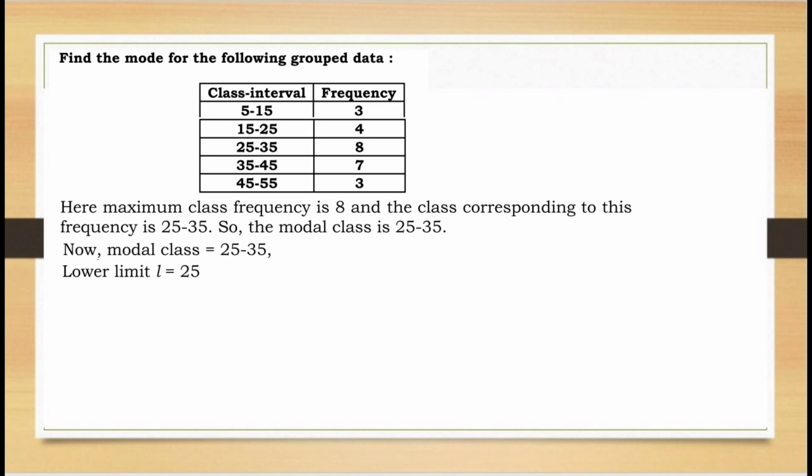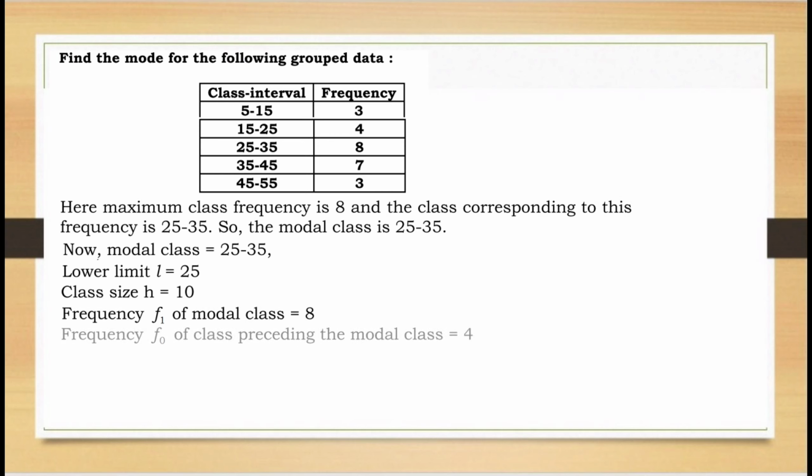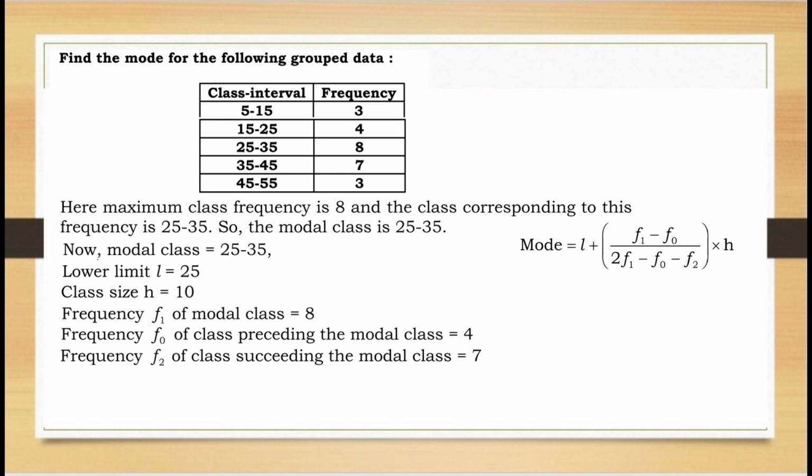Therefore, class size h equals 10, because 35 minus 25 is 10. Now the frequency of the corresponding modal class is f1 equals 8. The frequency of the class preceding the modal class, that is f0 equals 4, and the frequency of the class succeeding the modal class, that is f2 equals 7. Therefore we know the formula for mode equals L plus (f1 minus f0) by (2f1 minus f0 minus f2) into h. So substitute all the values that we have calculated above.